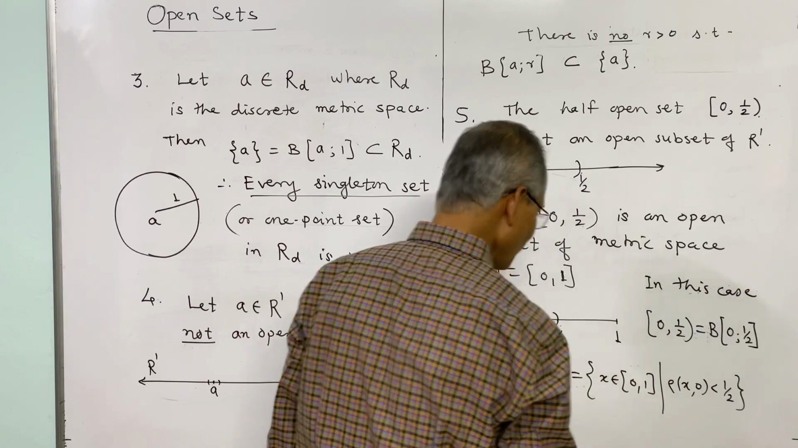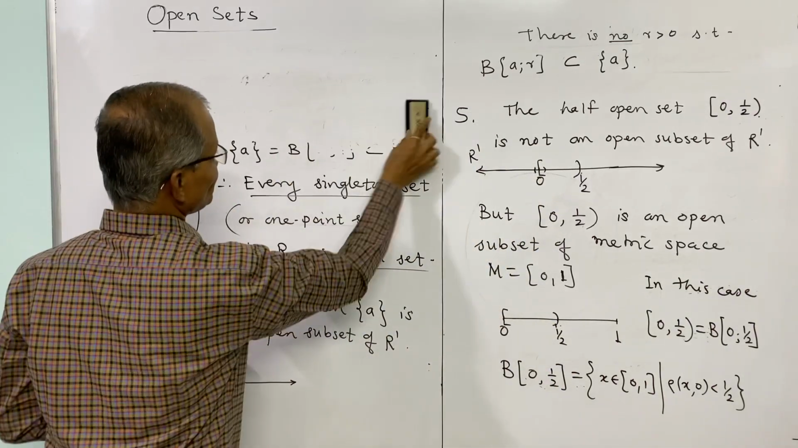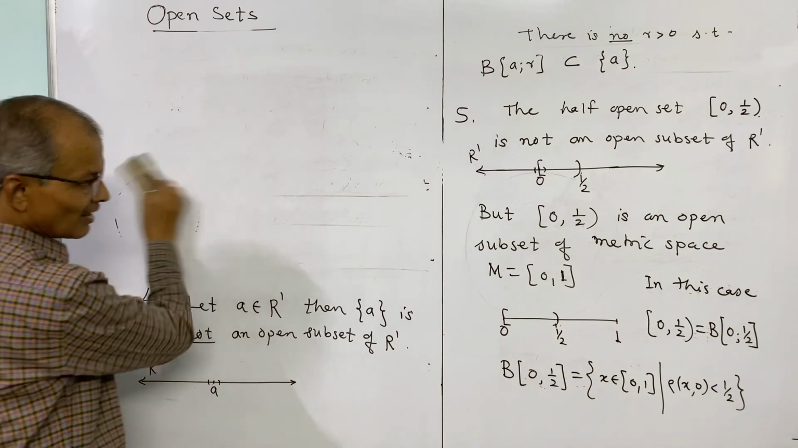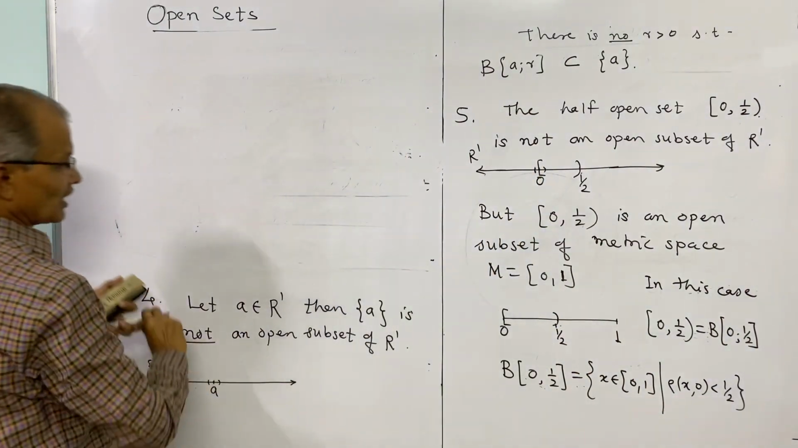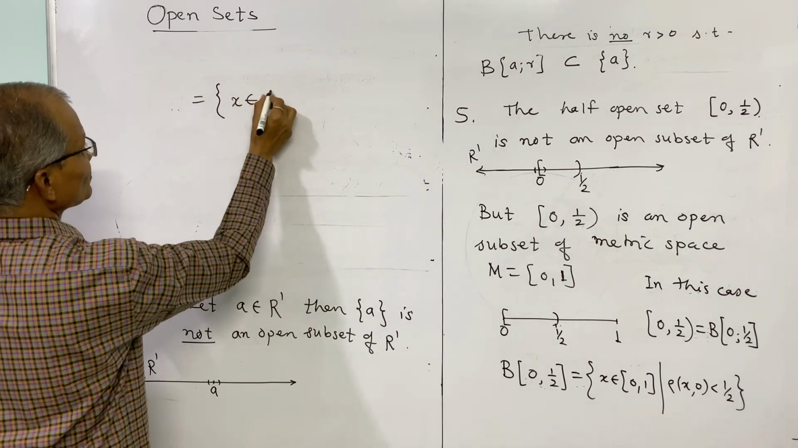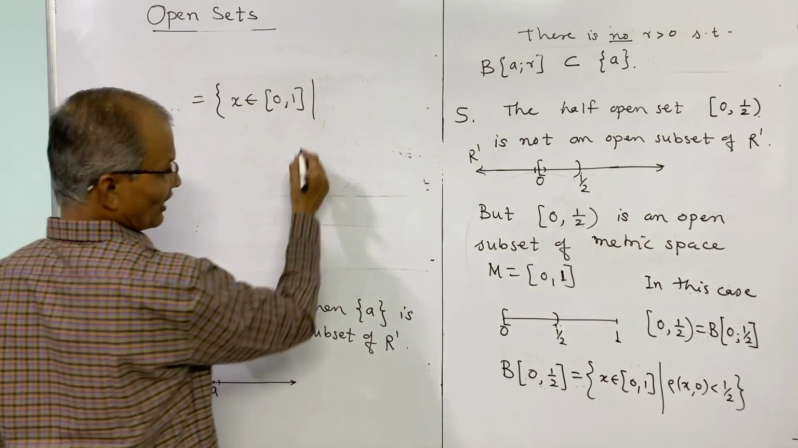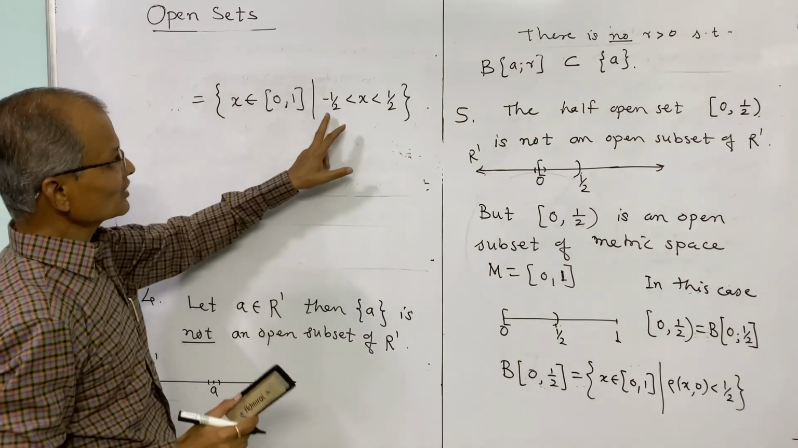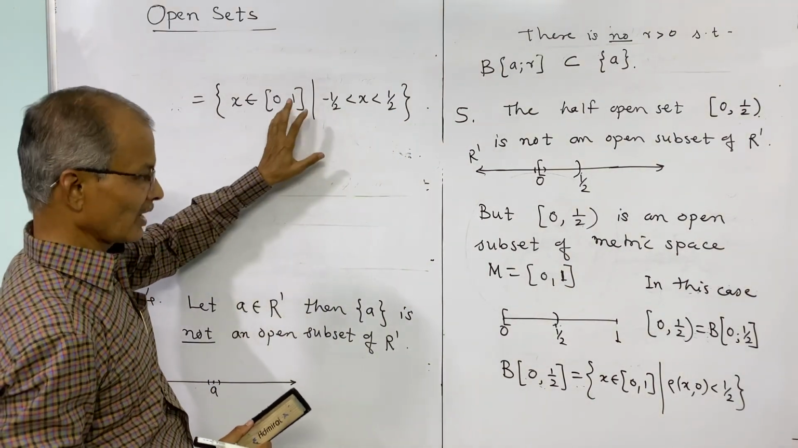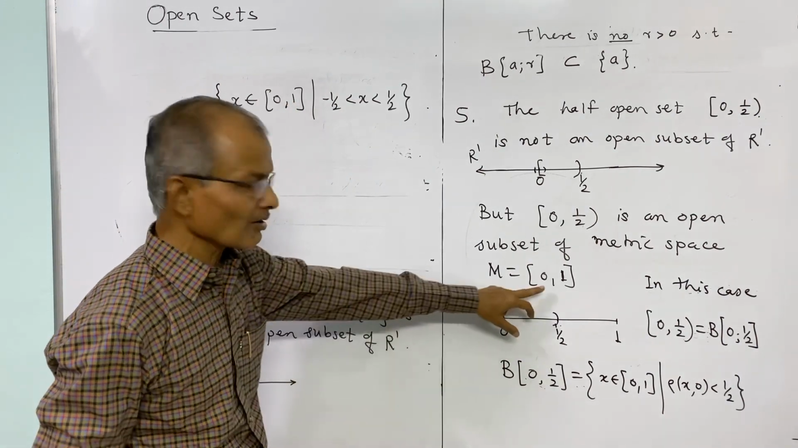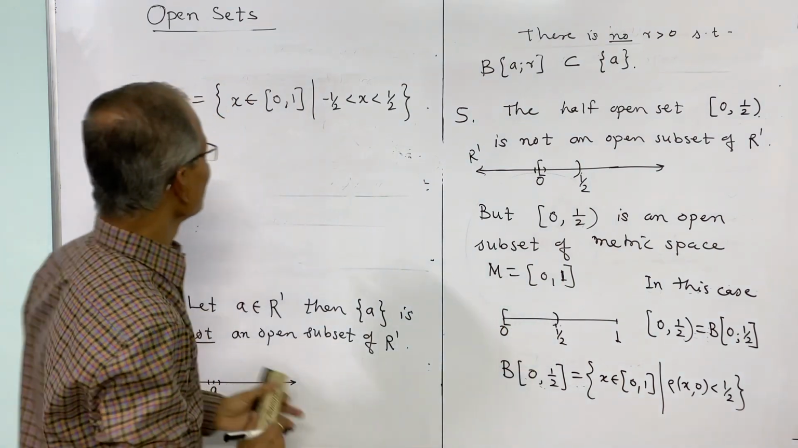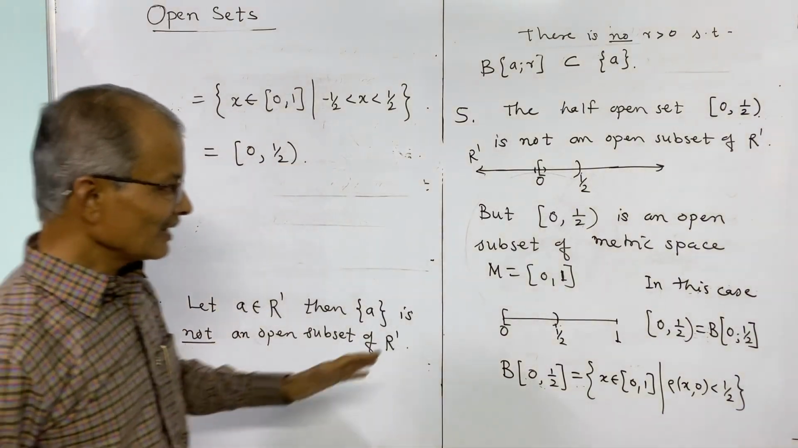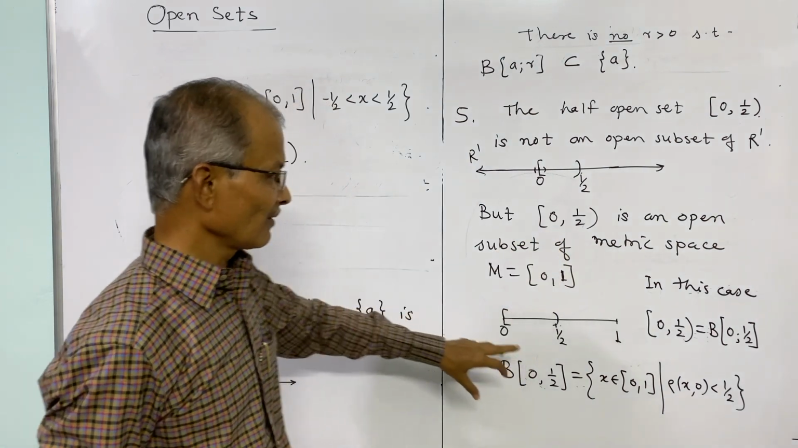Distance between 0 and x less than half means x lies between minus half and plus half. So that will be x belonging to the closed interval 0 to 1 such that minus half is less than x is less than half. What is the intersection of minus half to plus half with 0 to 1? The negative points are not in the metric space, therefore the points will be 0 to half. So this is equal to 0 to half, and thus this set becomes an open ball in this metric space.